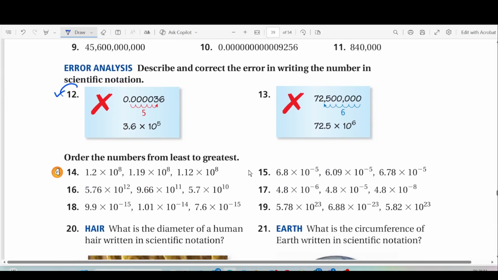Analyze the error in number 12. In the scientific notation, they have to put a negative. Yeah, it should be -5. And here, 72 is greater than 10. Yes. So what should this be? 7.25. And this? Times 10 to the power 7. Very good.